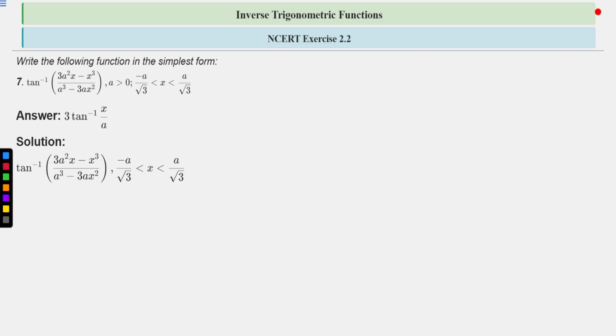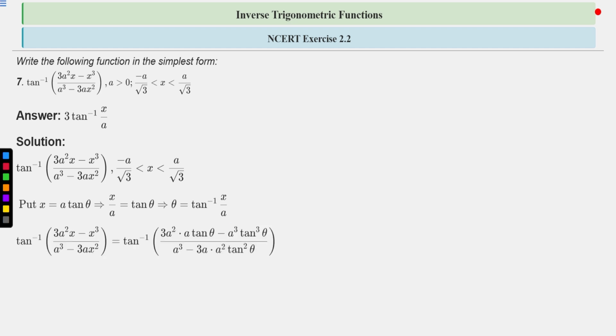So what can we take? Our expression is tan inverse 3a square x minus x cube upon a cube minus 3a x square, when x is between minus a by root 3 to a by root 3. Put x equal to a tan theta. Therefore, x by a will become tan theta. Clear. Therefore, theta will become tan inverse x by a.